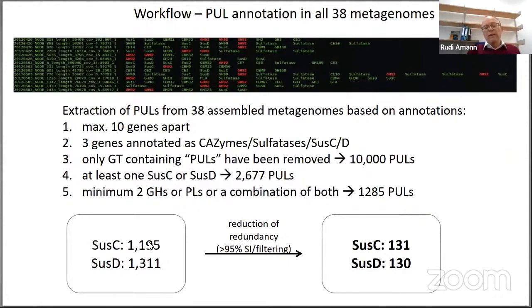We found some 1,200 SusCs and about the same number, 1,300 SusDs, in our metagenomes. Then we looked into a reduction based on identity, and we found only 130 different types of transporters to be abundant in our metagenome assembled genomes in the 0.2 to 3 micrometer fraction of spring phytoplankton blooms of Helgoland. Just so that you understand the window, we look into one ecosystem which we recurrently sample at an observatory. So there the diversity is limited.